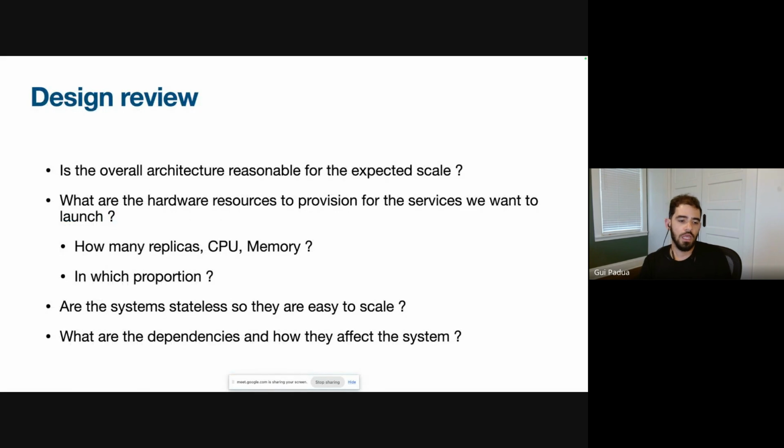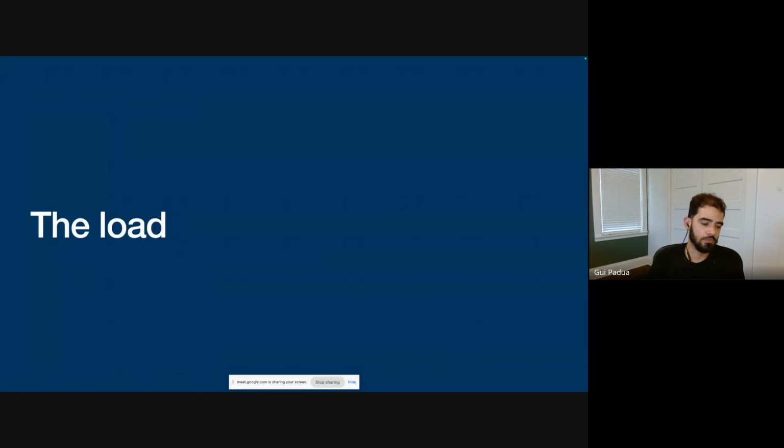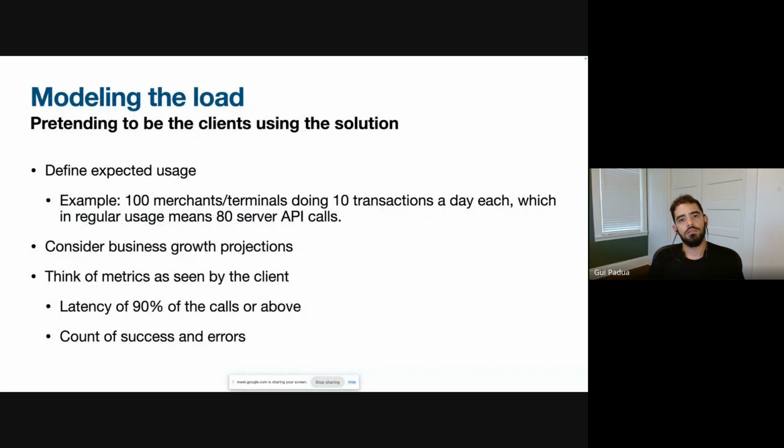Yeah, so then to actually test and see the behavior, I call it here the load. The one step we do is modeling the load, right? We want to pretend to be the client. And what would that look like? We would imagine, what is the expected usage?